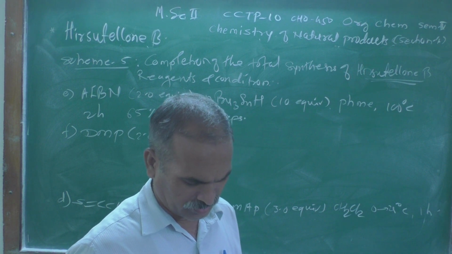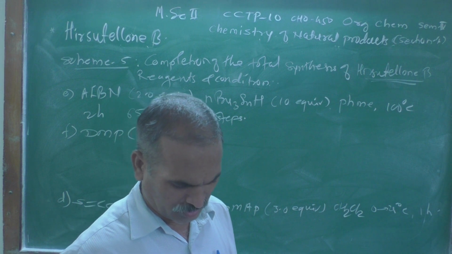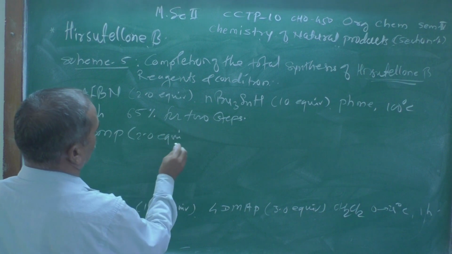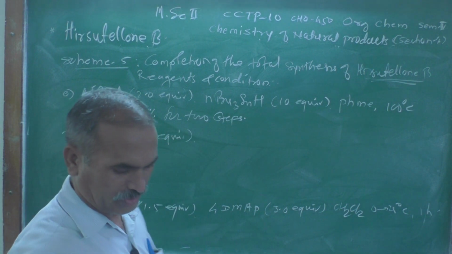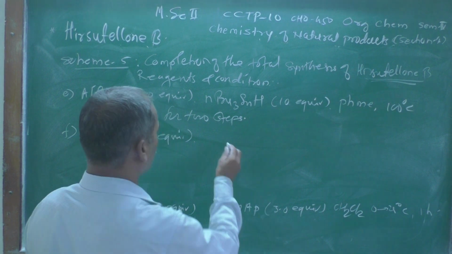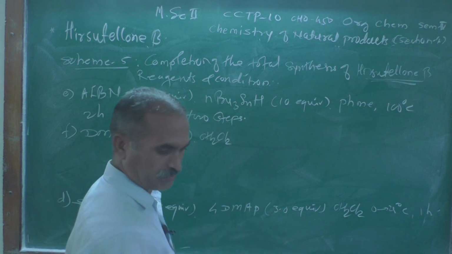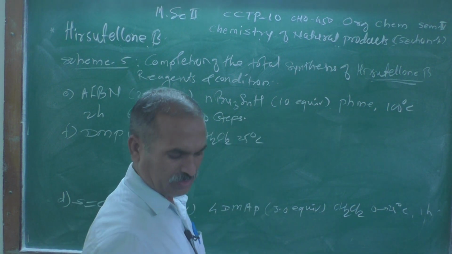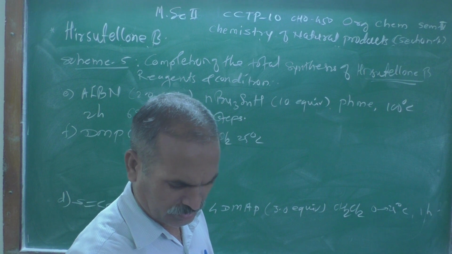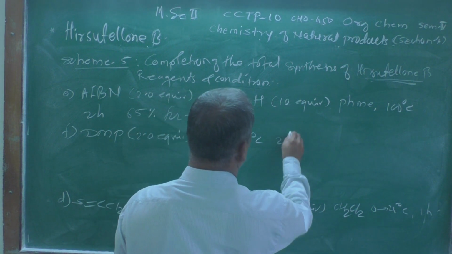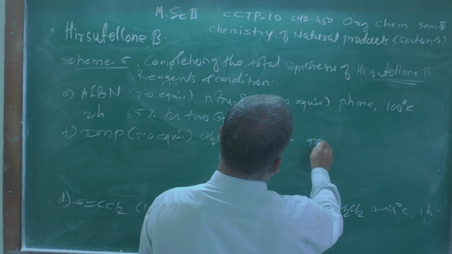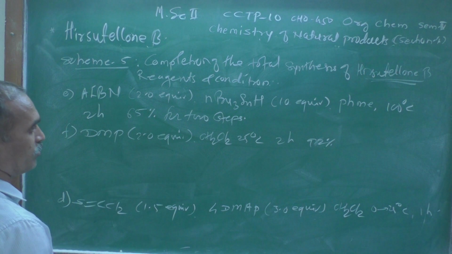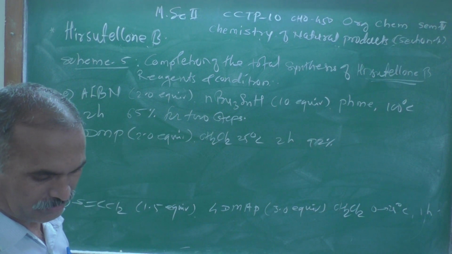MeOH, 2.0 equivalent, and after that CH2Cl2, that is dichloromethane, at 25 degrees centigrade, then 1 hour, 2 hour, 92%, which is a yield, overall yield of 10 for this product.